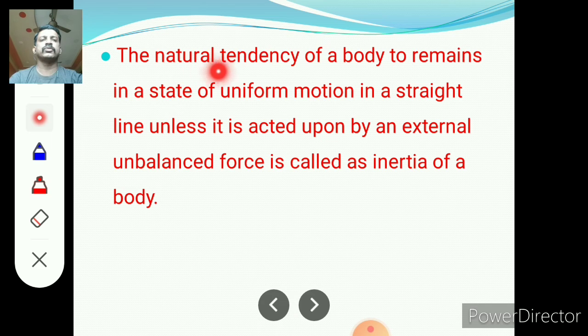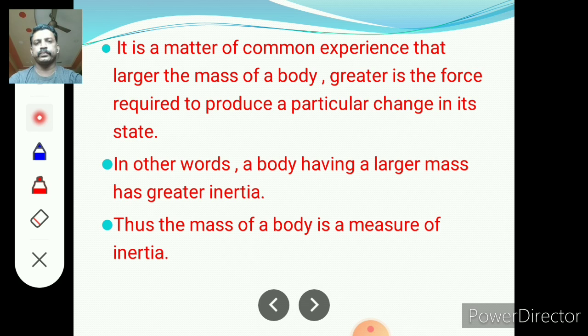The natural tendency of a body to remain in a state of uniform motion in a straight line unless it is acted upon by an external unbalanced force is called the inertia of the body. It is a matter of common experience that the larger the mass of a body, the greater is the force required to produce a particular change in its state. In other words, a body having a larger mass has greater inertia. Thus, the mass of a body is a measure of inertia.